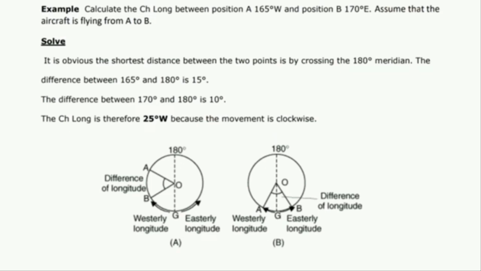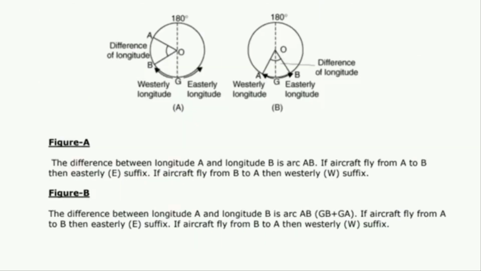So the difference between the 180 degree meridian and point A will be 15 degree. Again, the difference between the 180 degree meridian and point B will be 10 degree. So adding both gives D long or CH long. The answer will be 25 degree west, and we write west because the movement is clockwise. If the movement is clockwise, then it will be west. If the movement is anti-clockwise, then we write east.